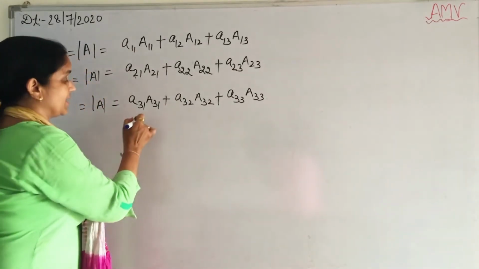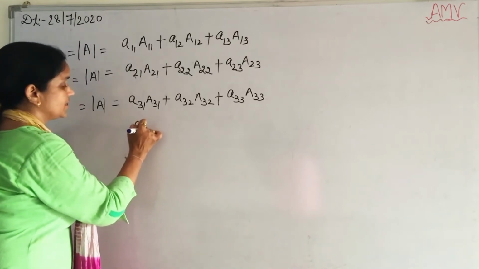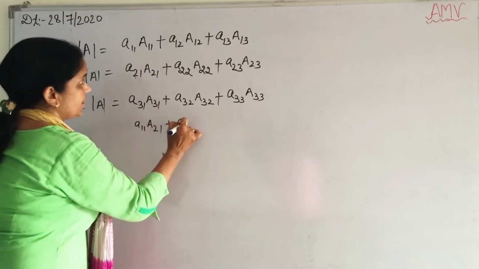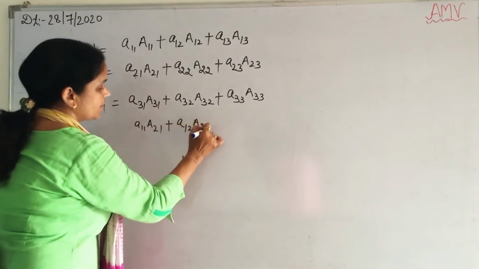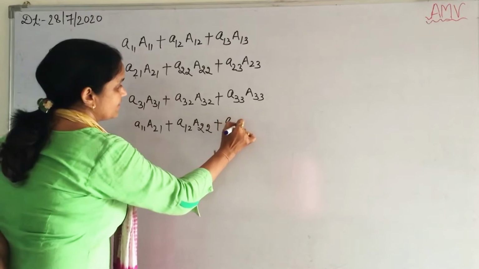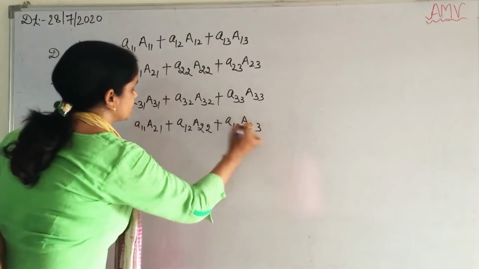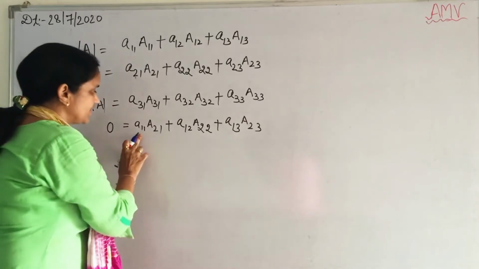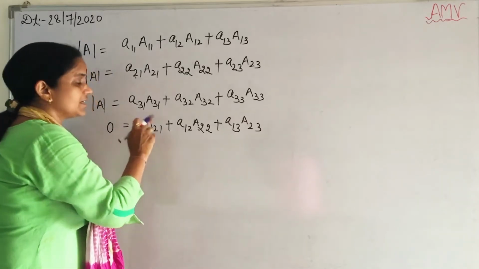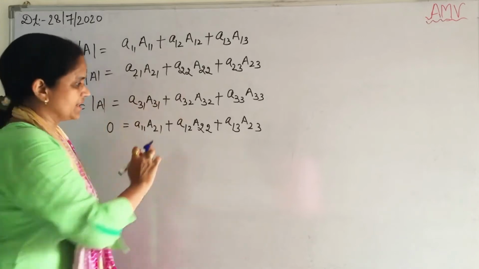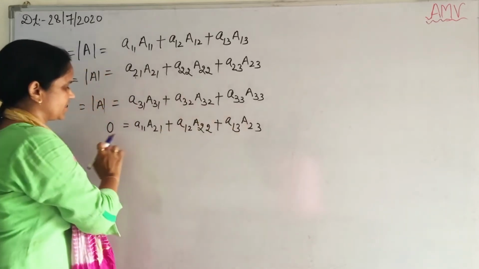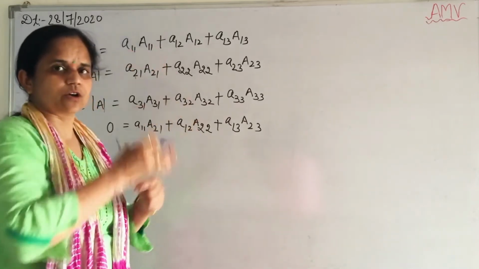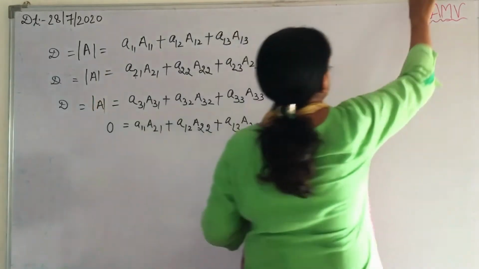And if we multiply a11 with the cofactor A21, a12 with A22 and a13 with A23, the answer will be 0. It means if we multiply the elements with the cofactors of other elements, then the sum of these terms will be equal to 0, students. And for all rows and columns, this rule is applicable.